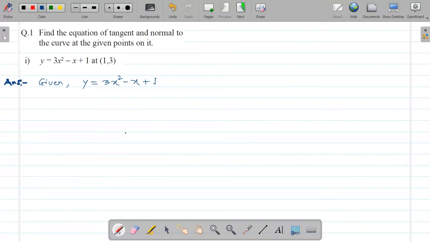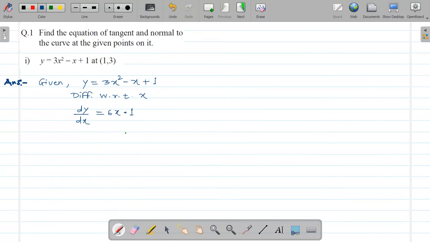So first of all you have to differentiate the given function with respect to x. Now what will you get here? You will get dy by dx. Dy by dx is equal to, now see here, 3x square. 3 as it is, derivative of x square is 2x. So 3 into 2x, that is 6x, minus here derivative of x is 1.